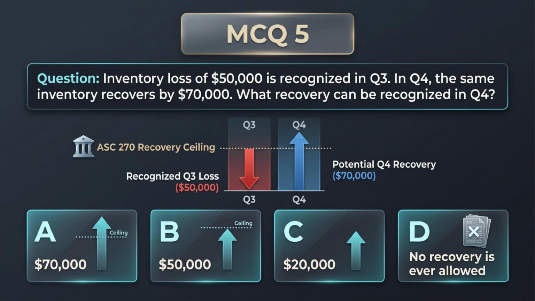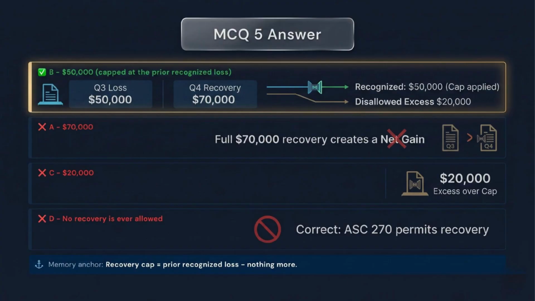Lock your answer by applying the prior loss cap. The correct answer is B, $50,000. The Q4 recovery is capped at the loss previously recognized in Q3. Option A is wrong because recognizing the full $70,000 would create a net gain above the prior loss.